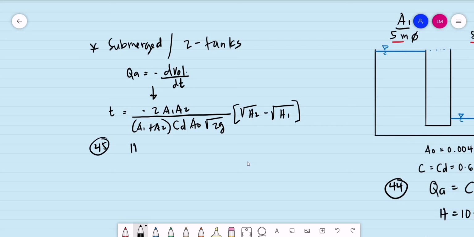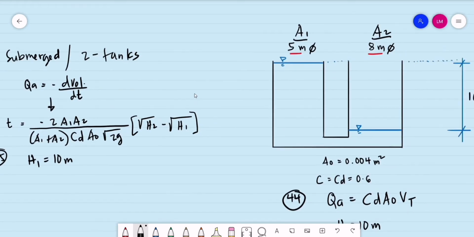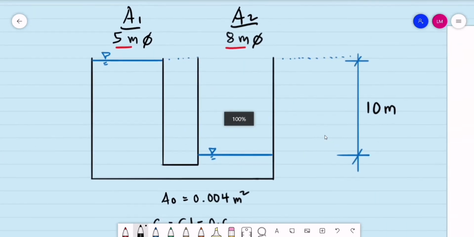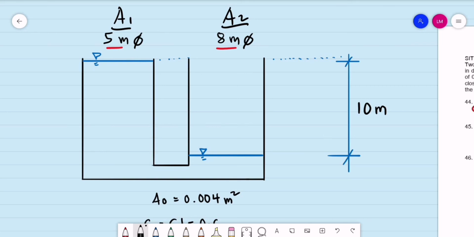So number 45, ang initial head is yun yung given na 10 meters. Yun yung initial na height ng tubig or the difference in a water surface. Kapag the same level, for example, eto na yun. Yan. So again, yung ating initial head is equal to 10 meters. Kapag the same level na sila, ano yung remaining head? Okay? Kapag the same level, ano na yung remaining head?